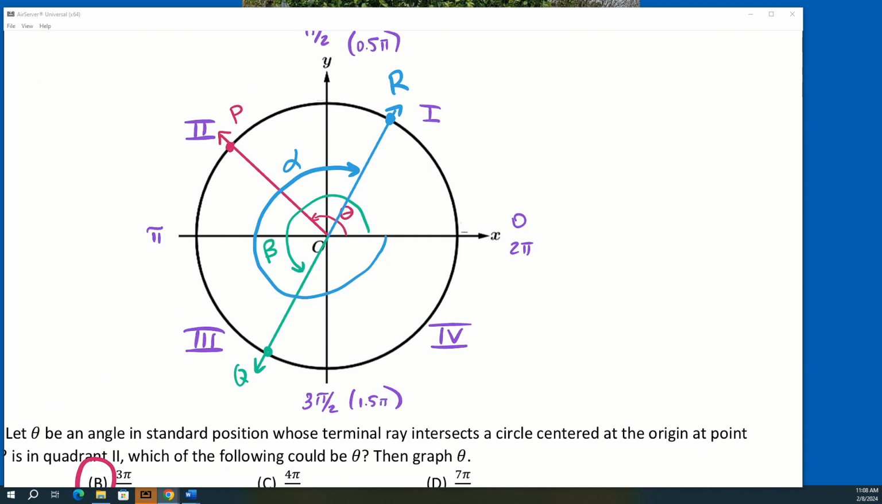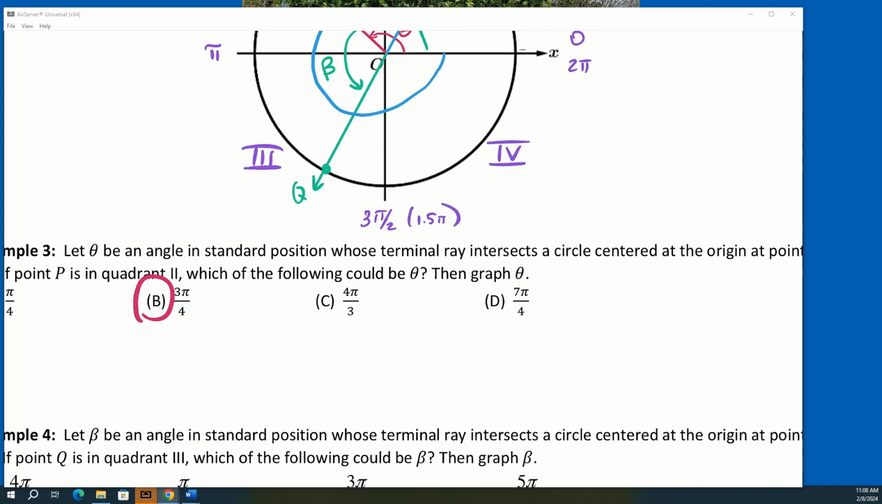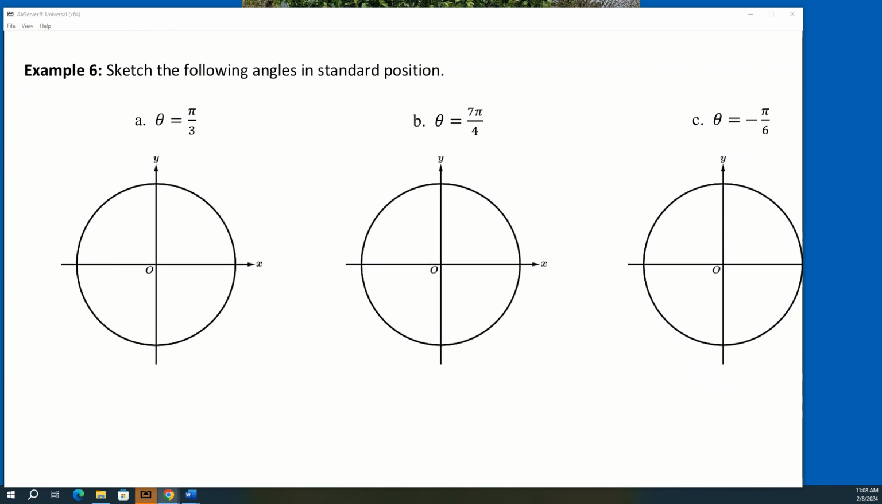All right, are you guys okay? I can't tell. Hope so. All right, we're almost done. I know we're running out of time. These last ones, we're going to do some sketches.